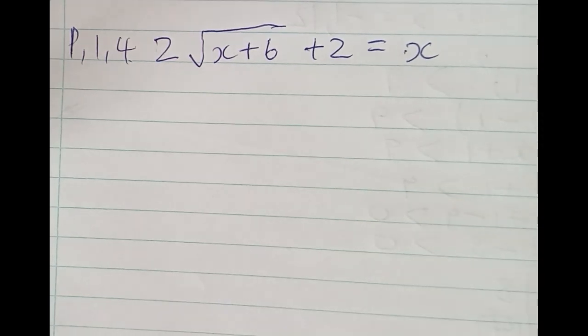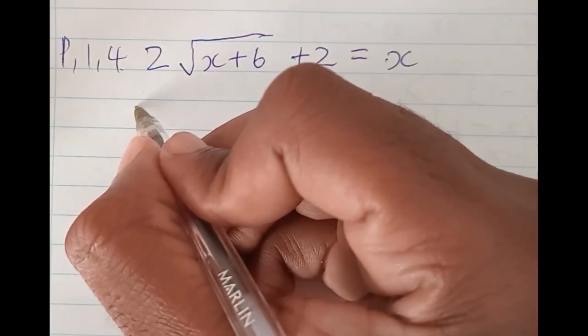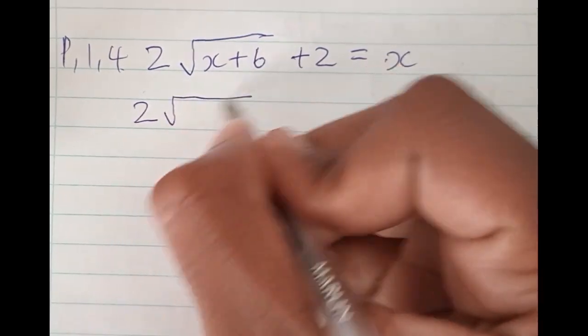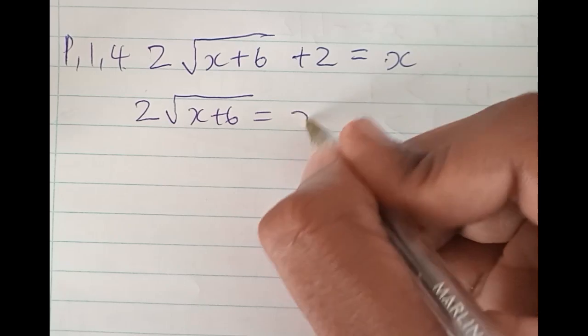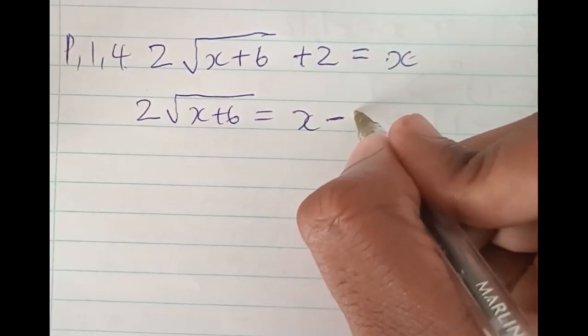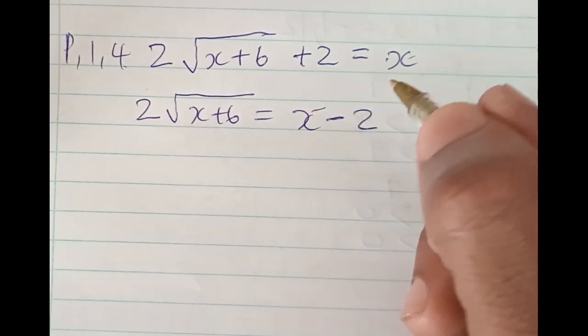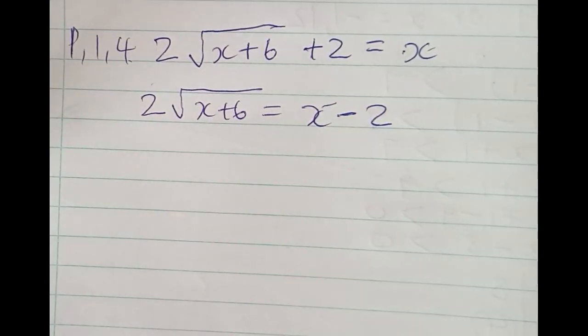So first step, when you are given this question, you should take 2 to the opposite side. So we'll say negative 2 and the square root of x plus 6 is equal to x. We take 2, it was positive, which means it will be negative. You see? So that's the first step.